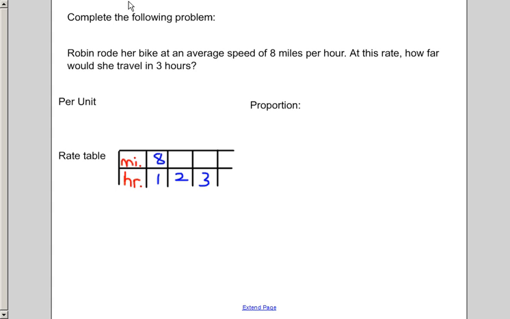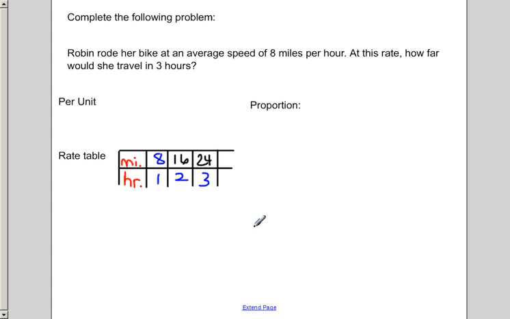And then we also used a rate table. I'll get my pen out here. And we labeled it miles and hours, 8 miles in 1 hour. And we see that we're multiplying here. 1 times 2 is 2. 8 times 2 is 16. 1 times 3 is 3. 8 times 3 is 24. So same answer with the rate table.